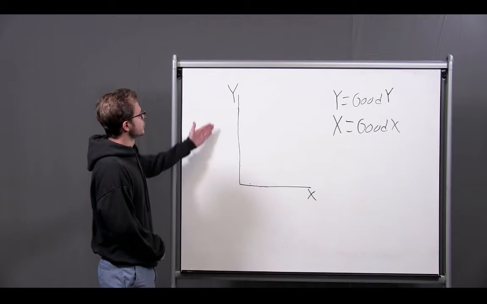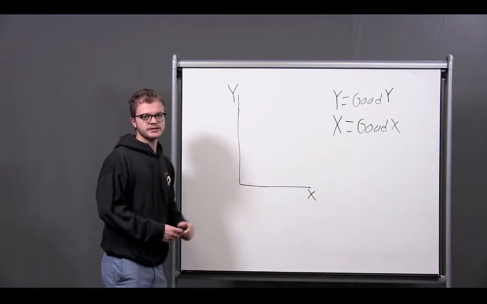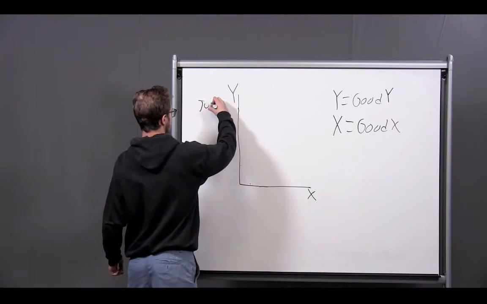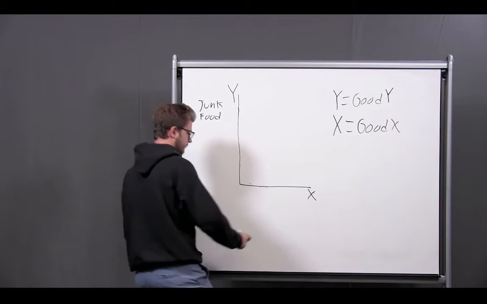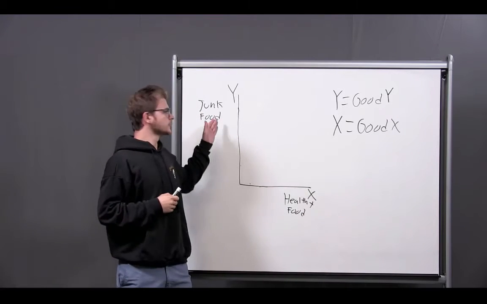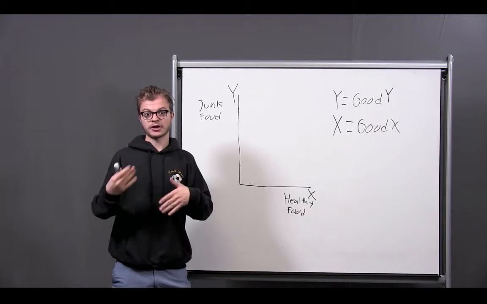And you're going to have two goods. I labeled them arbitrarily Y and X. And these could be anything. And for this example, I'm just going to say this is junk food, and this is healthy food. So when you go to the store, you're not going to buy all junk food or all healthy food. You're probably going to buy a combination of both. And that's like your preference.